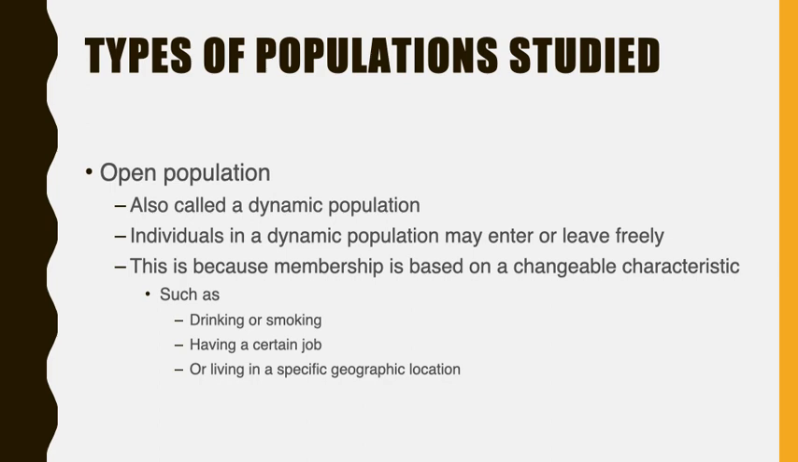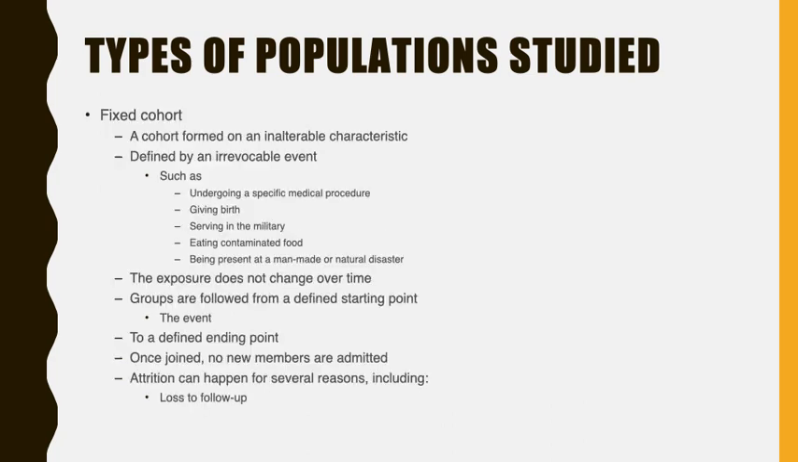So as people meet the criteria, they move into the cohort. As people fail to meet the criteria anymore, they are moved out of the cohorts. The next is a fixed cohort, and this is probably the most common. So this cohort is formed on an unalterable characteristic, and it's also usually defined by an event you can't change.